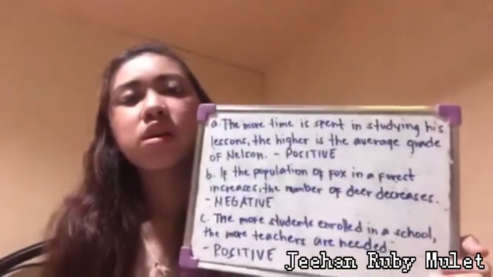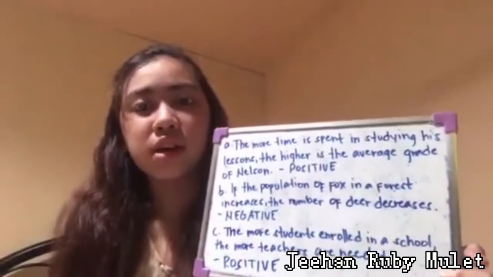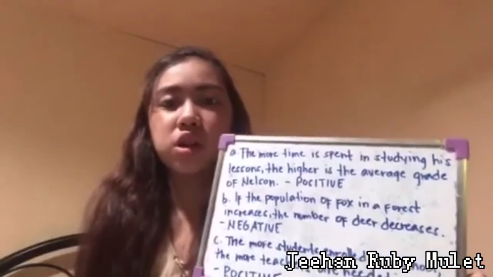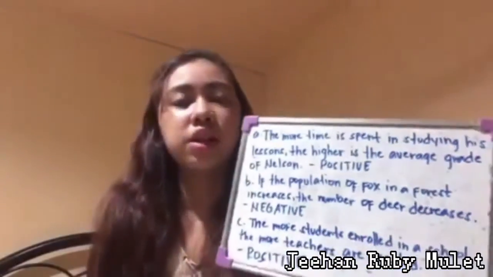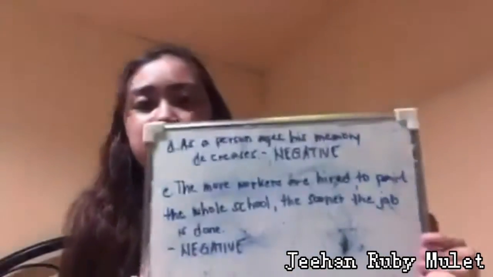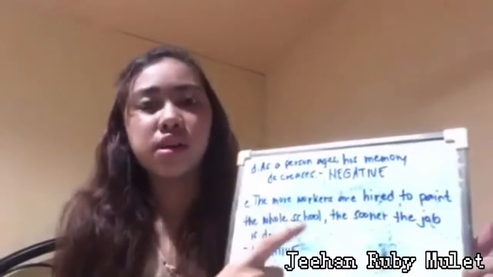So let's move on to letter C. The more students enrolled in a school, the more teachers are needed. This is a positive relationship identified by the keyword "more." For letter D, as a person ages, his memory decreases. This is a negative relationship due to the word "decreases."